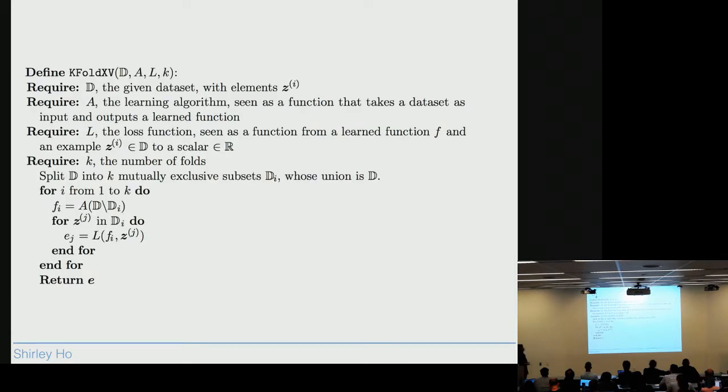This is the k-fold cross-validation algorithm, which is fairly simple, but the idea is basically just to split the data set into k mutually exclusive subsets, and then you only do training on some of them and do testing on some other ones. And you keep going in a loop, basically.